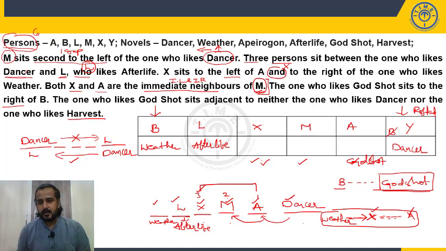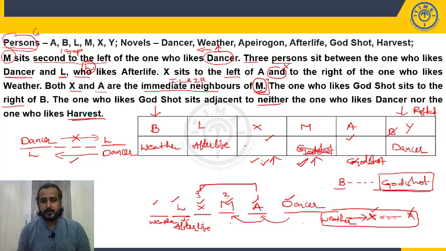Now goat shirt should be one of these 2 positions, either this position or this position. If I take the goat shirt here, then in one of these 2 places I have to take harvest. Then the goat shirt becomes adjacent to harvest. But as per the clue, the one who likes goat shirt sits adjacent to neither dancer nor the one who likes harvest. So definitely goat shirt should not be here because it violates this condition.